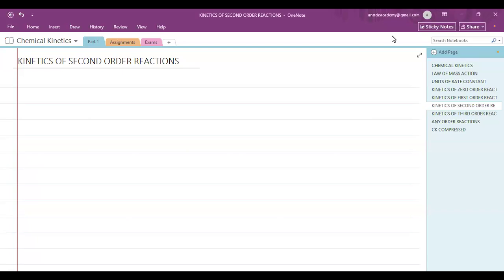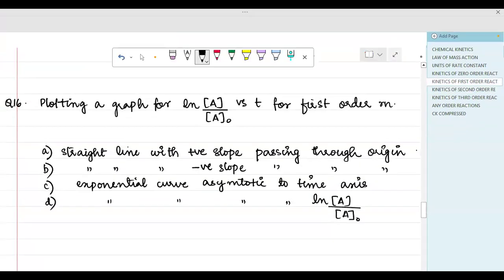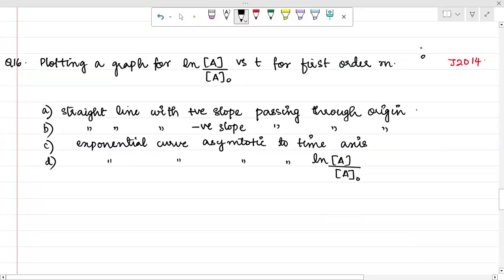Hi everybody, welcome back. So today is the sixth session of chemical kinetics, and the topic that we are going to discuss today would be kinetics of second order reactions. And if time allows, let's complete kinetics of third order reactions as well. Okay, now before writing the heading, let's go back and discuss the solution to the homework question that we had.